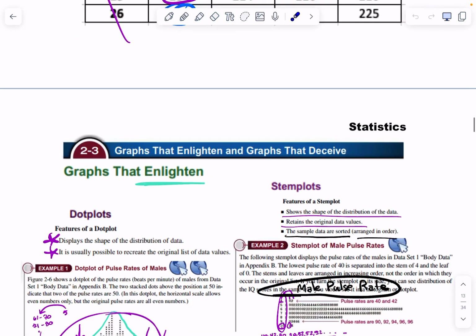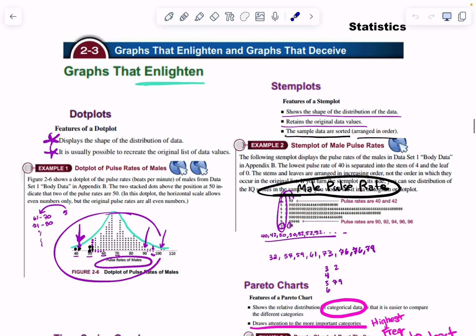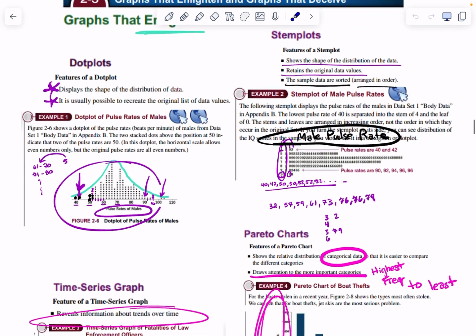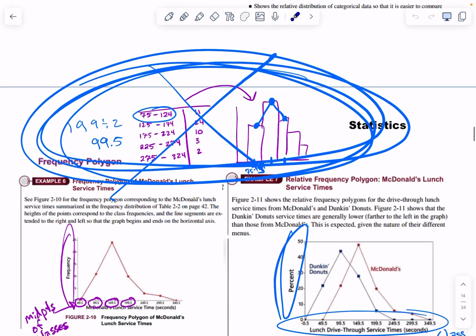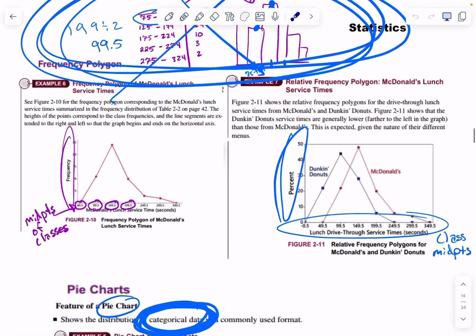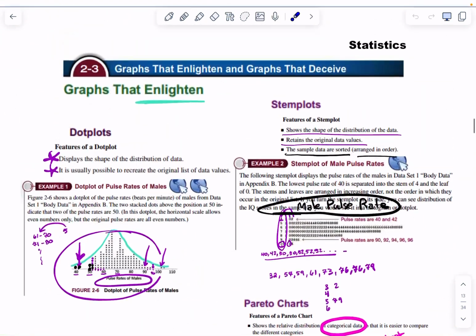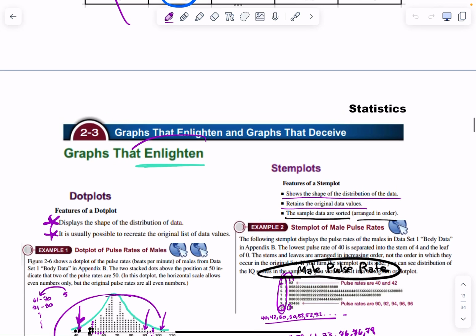We are on 2-3. We're in the last little bits, okay? So, section 2-3, thus far, we've talked about a bunch of different graphs, like 7 of them, probably. And these are all graphs that enlighten. What does the word enlighten mean? Inform. That's a good word. Make you more knowledgeable about the data. It shows you more information about the data. It's a good way to condense the data into a visual. Graphs that enlighten. Good ways to represent data.